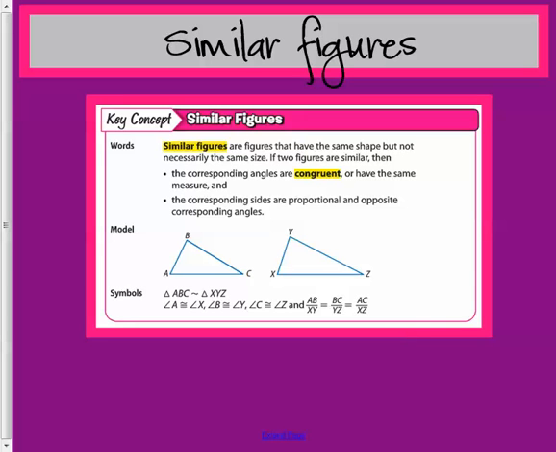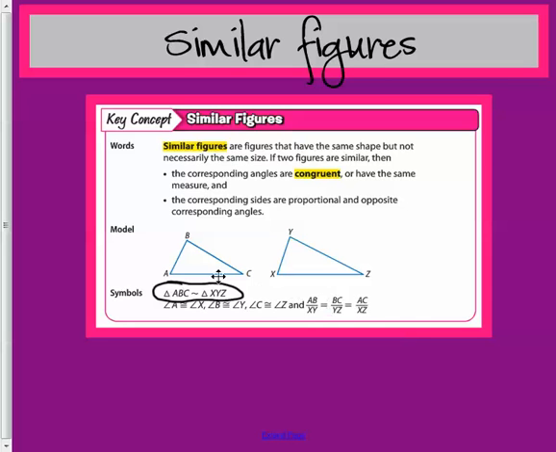Hey guys, today we're talking about similar figures and slope triangles. A similar figure is a figure that has angles that are congruent, but is not necessarily the same size. For example, I've got these two triangles right here, and this one is slightly bigger than this one. Triangle ABC and triangle XYZ have corresponding angles that are congruent, but their side lengths are not. So they are similar triangles, even though they are not congruent triangles.